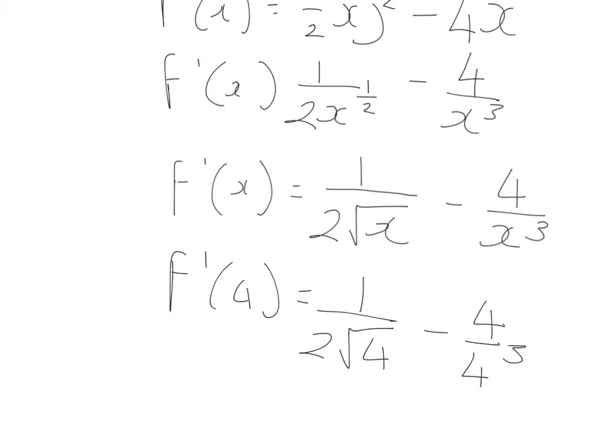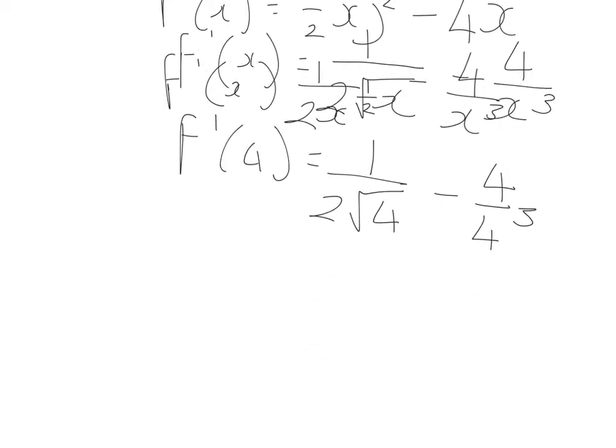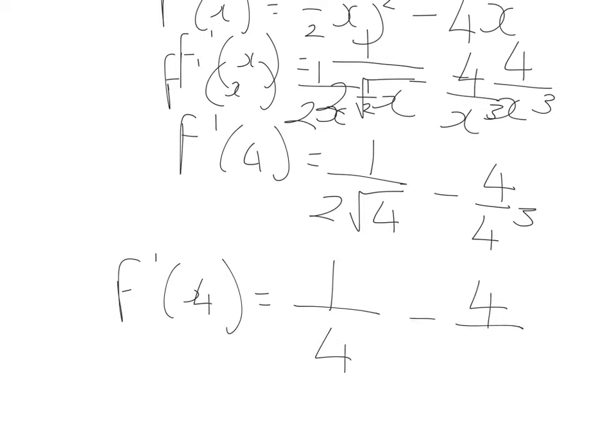4 cubed. F dash 4 equals 1 over 2 times root 4, root 4 is 2, so that's 2 times 2, that's 1 over 4, minus 4 over 4 cubed. 4 cubed, 4 times 4 is 16, times 4 is 64.